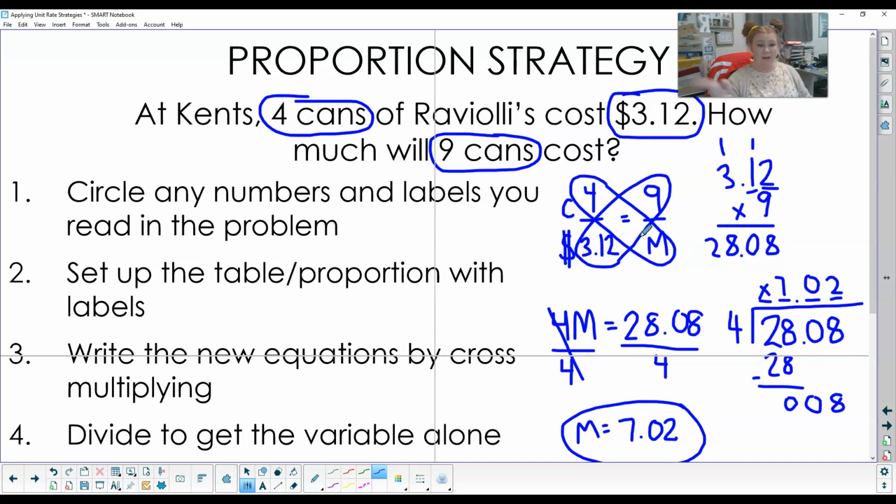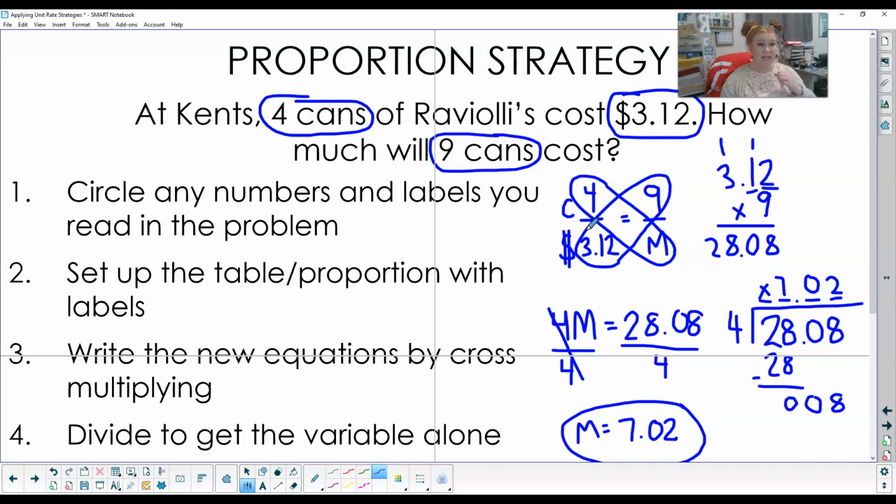I write my new equations. 4m, and then 9 times 312 was 2808. So really, I'm just doing 9 times 312, and then I have to divide it by 4. 9 times 312 divided by 4. That's pretty much it. So there's your 2 strategies.